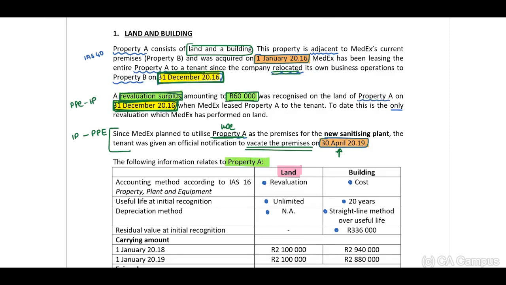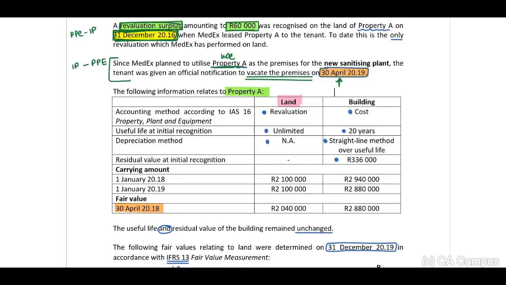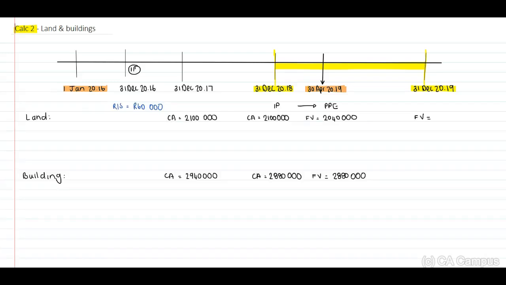Okay, so when you now look at this on 30 April 2019, therefore this asset, if we look at our timeline, this asset was investment property for this section of the year, and the asset will now be PPE for this portion of the year. Therefore, we need to transfer our asset at fair value.